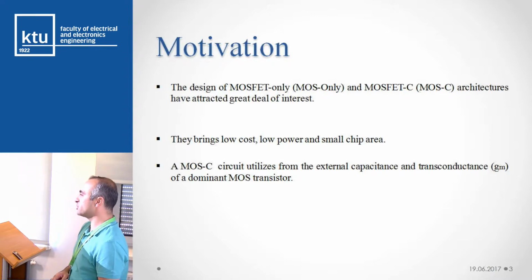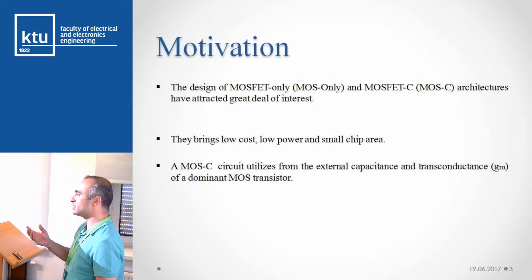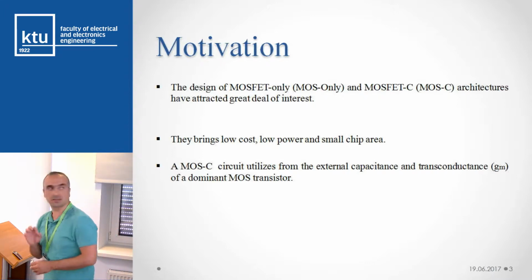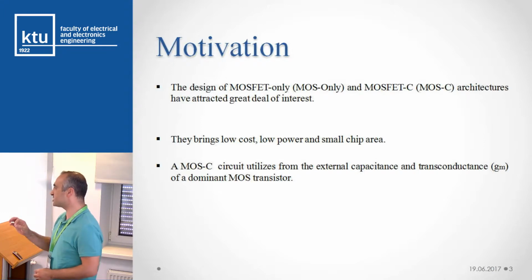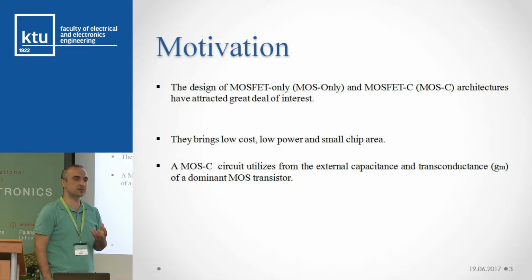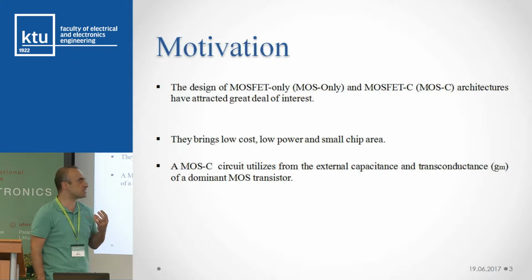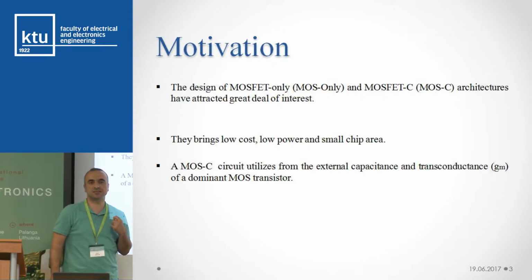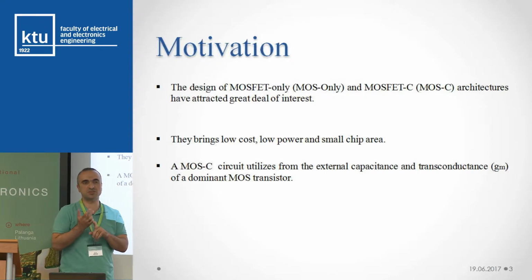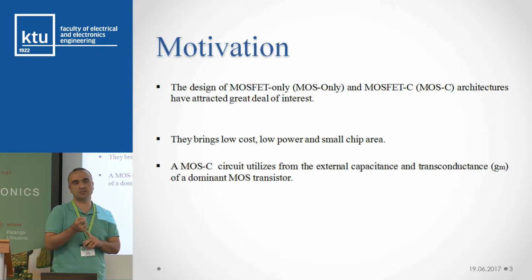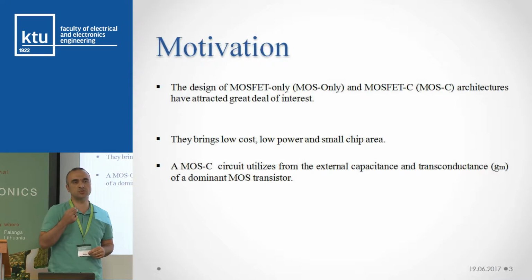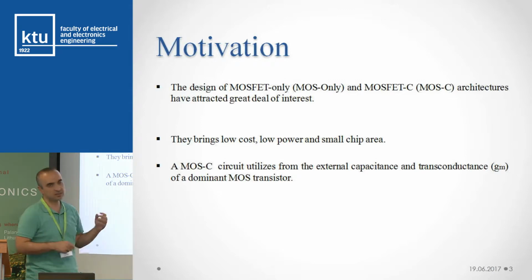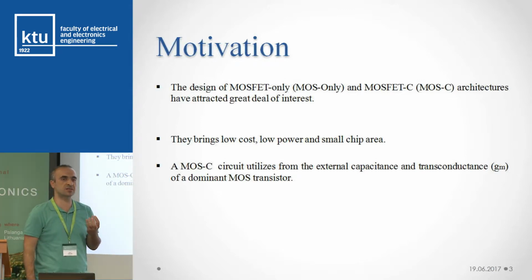MOS-only stands for metal oxide semiconductor implementations. It only uses the MOS transistor and its parasitics. As you all know, if you want to design, for example, a filter circuit, you need resistors, capacitors, but MOSFET has some parasitic capacitances. For example, if it operates in saturation region, the gate to source capacitance is dominant. So the original idea stems from this point. Can I use this parasitic capacitance as a physical capacitance?